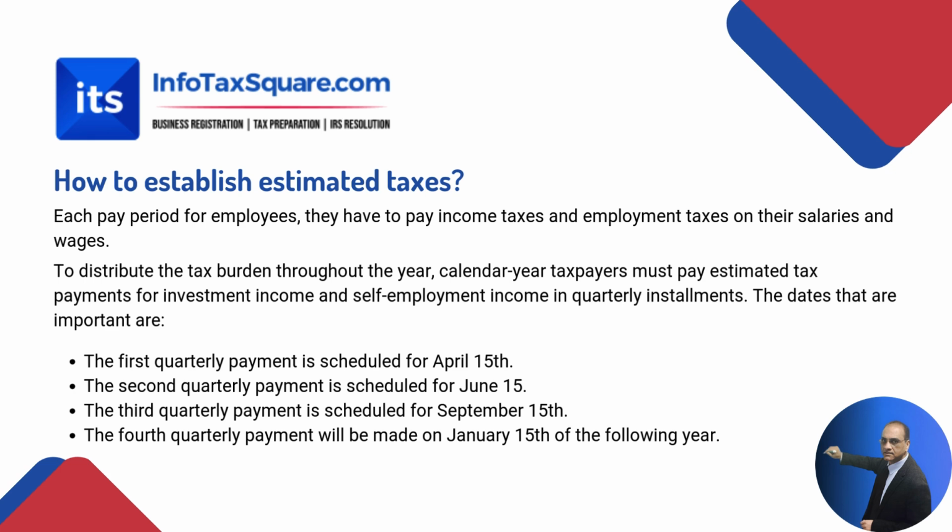The dates that are important: number 1, the first quarterly payment is scheduled for April 15th. The second quarterly payment is scheduled for June 15th. The third quarterly payment is scheduled for September 15th. And the fourth quarterly payment will be made on January 15th of the following year.